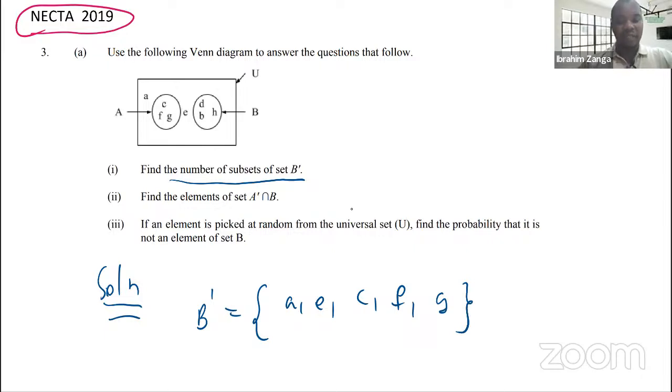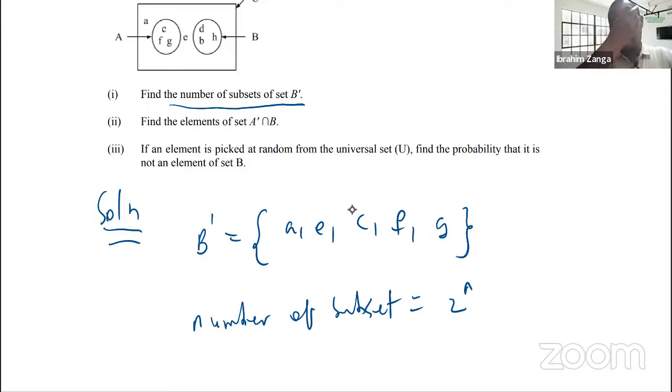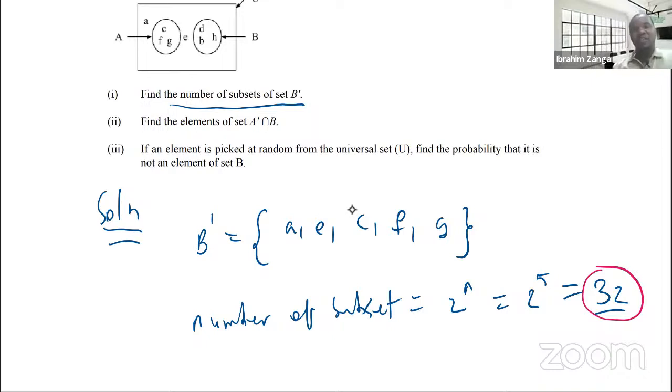So number of subsets according to formula, we are going to take 2 power n, and n represents the total number of elements within set B complement. So it is 2 power 1, 2, 3, 4, 5, 2 power 5. You have 32, dear students. So number of subsets of B complement is going to be 32.